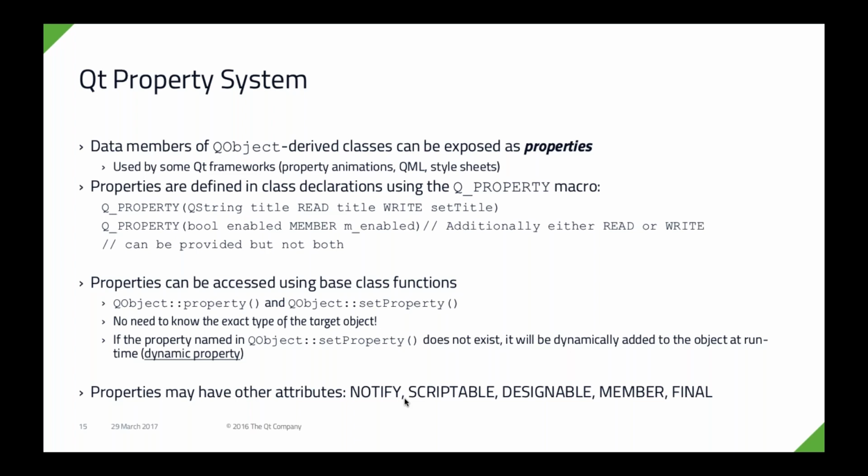And there are a few other attributes. NOTIFY is a way of specifying a signal which will be emitted when a property changes. SCRIPTABLE makes it accessible to our scripting system. DESIGNABLE adds it to Qt Designer. MEMBER, as we see at the top, automatically adds the read and write. FINAL marks it as one which can't be changed.